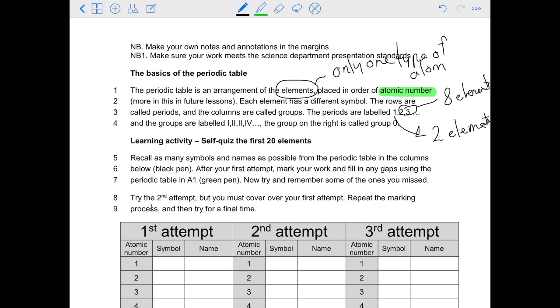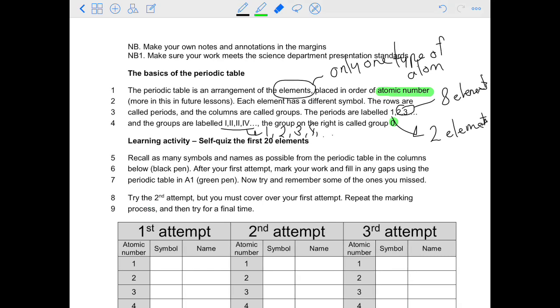And the groups are labeled 1, 2, 3, 4, 5, all the way up to 0. And sometimes we use the Roman numerals, but sometimes we just use the numbers 1, 2, 3, 4, 5, 6, 7. So now I would like you to go through and try again to see how many of the elements you can remember from last time.